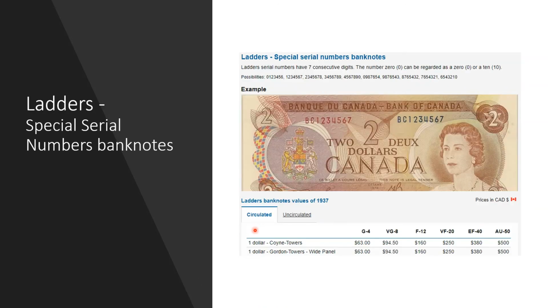A ladder note, kind of self-explanatory, and you can see in the example here pretty clearly: 1, 2, 3, 4, 5, 6, 7. I guess it could be offset a little bit either way, but 1, 2, 3, 4, 5, 6, 7, a ladder note, climbing up. There were a few that have been sent in for grading and sold, and wow, look at over here, we're looking at almost uncirculated at about $500, so that would be a pretty good find.